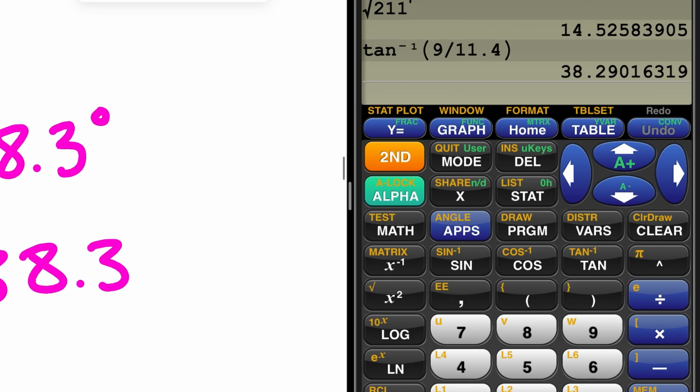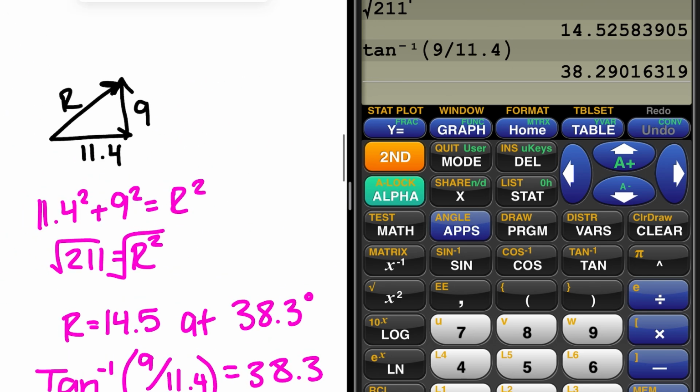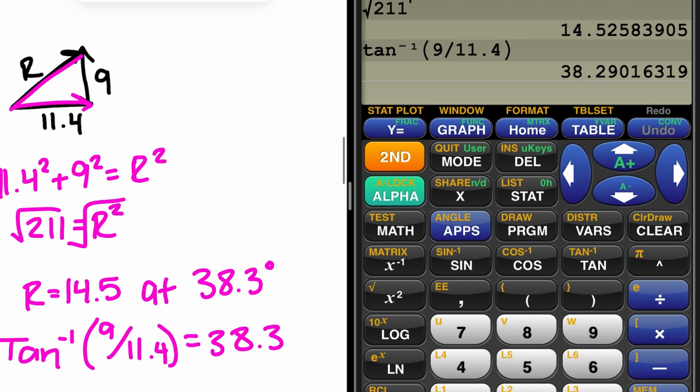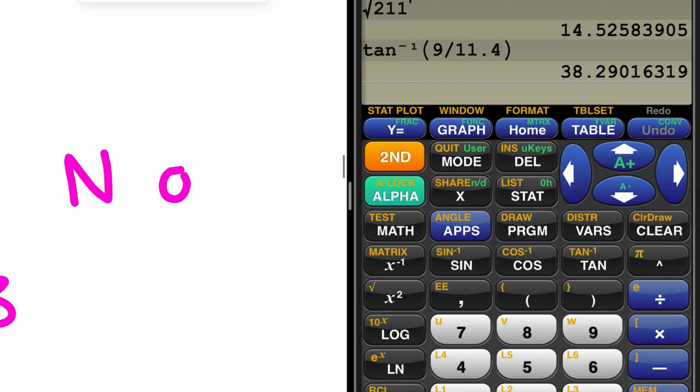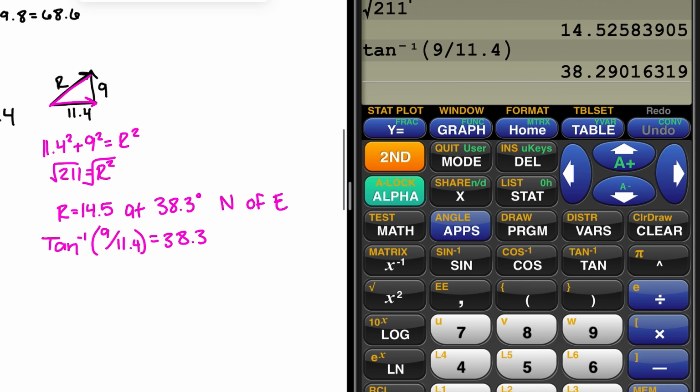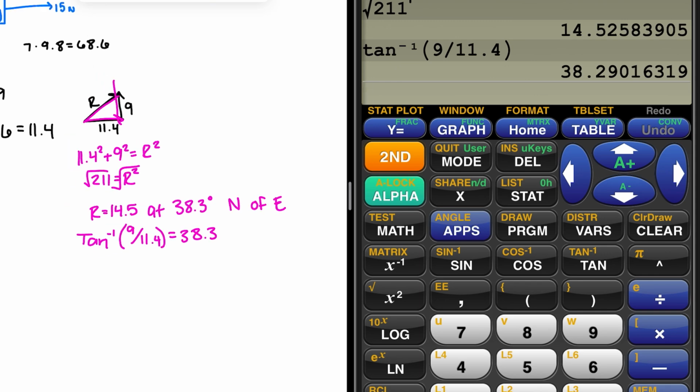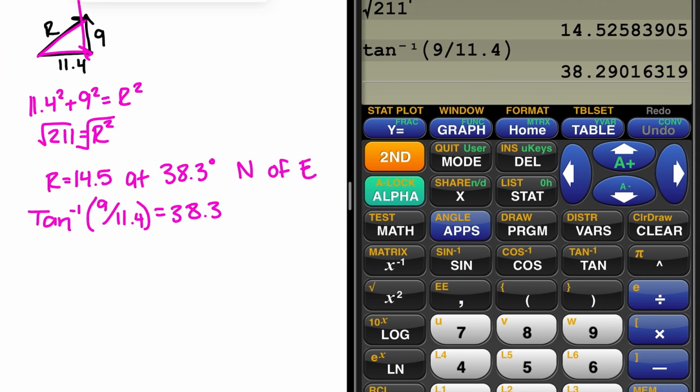To get the direction, we're going to collapse that r arrow downwards, which is going to be facing in the east direction. And then to get the other direction, we just figure out that top arrow right there that's facing up is north, so it's going to be north of east. So that's our answer. Our net force is 14.5 at 38.3 north of east.